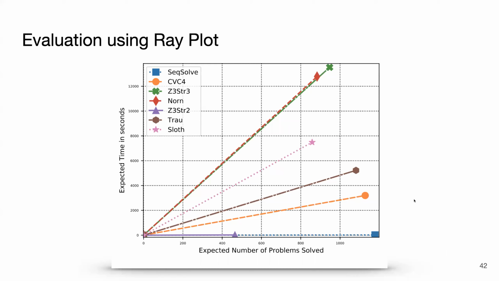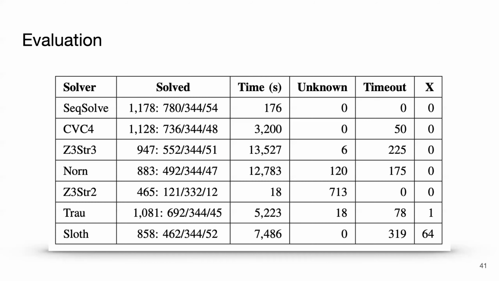We will present our results of the evaluation in terms of a ray plot. Sorry, quick question about the previous slide. What are those numbers with slashes in the solved column, like 780, 344, 54? Yeah, these are the breakdown in each of the benchmark problems: Kaluza, string-fuzz, and handcrafted. I see, thanks.